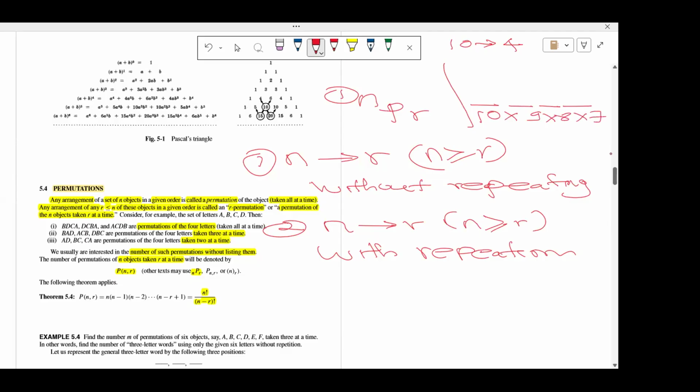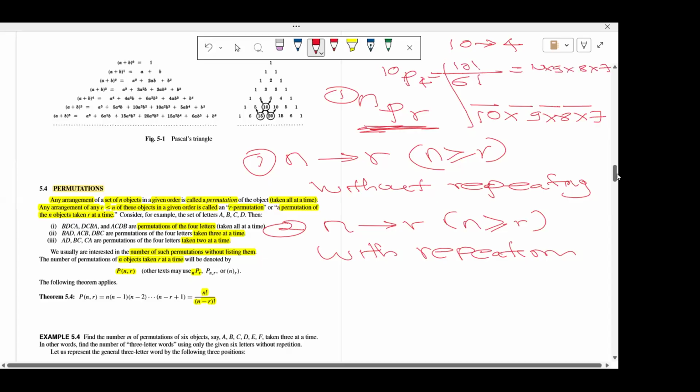So either you utilize this equation, or you just think you have 4 running tracks. For the first track, we can select in 10 different ways. Already we assign one person to the first track, so the second track we can fill in 9 ways, the third track in 8 ways, the fourth track in 7 ways. Utilizing the equation 10P4, both give the same answer: 10 factorial over (10 minus 4) factorial, which is 10 into 9 into 8 into 7 over 6 factorial. The 6 factorial we can remove, so we get the same answer.